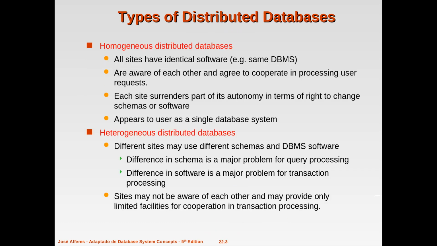Now, what are the different types of distributed databases? There are two types. One is called homogeneous distributed databases, and the second one is called heterogeneous distributed databases.